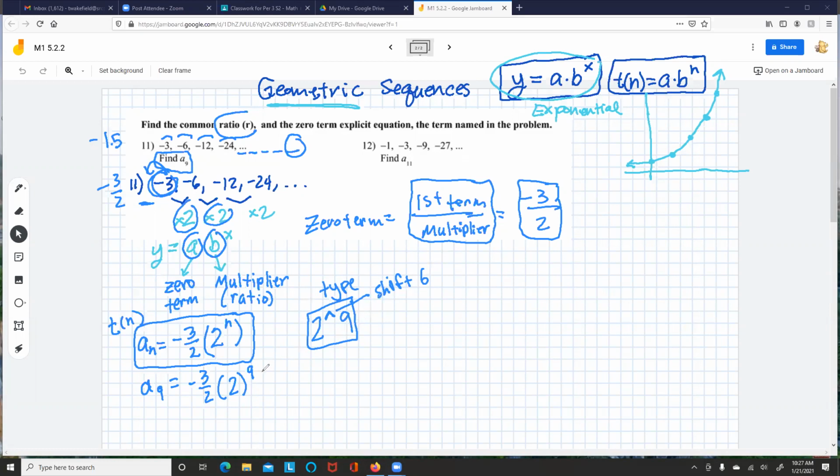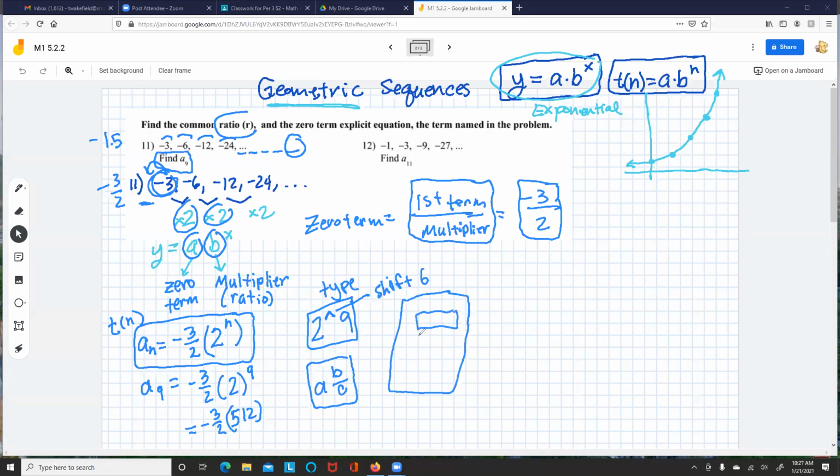So 2 to the ninth in your calculator, if you have a calculator, use that button. What do we get? 2 to the ninth is 512. Okay, so when I do 2 to the ninth here, because of order of operations, I get 512, and then I multiply by negative 3 halves, and do that in your calculator, guys. There is a fraction button on your calculator. It looks like this, A B over C, right? It's on the second row at the top of your calculator.